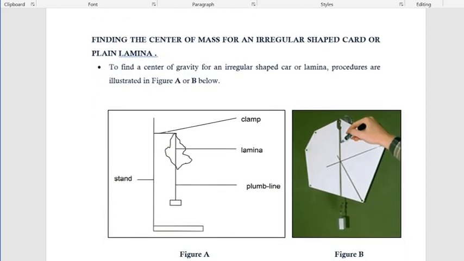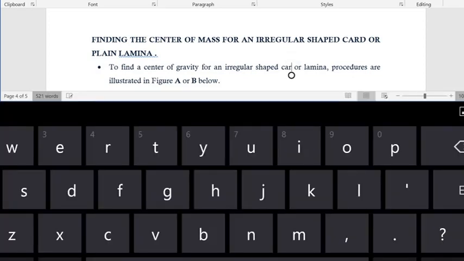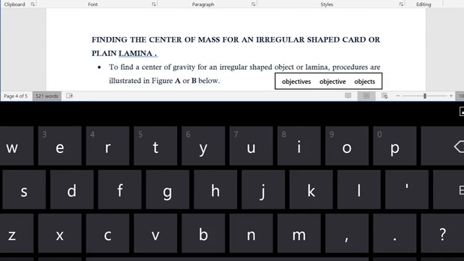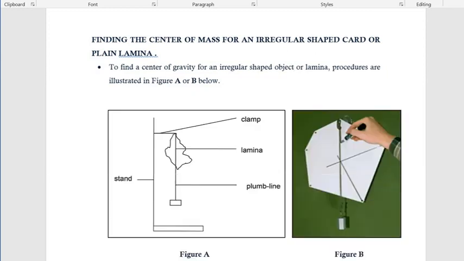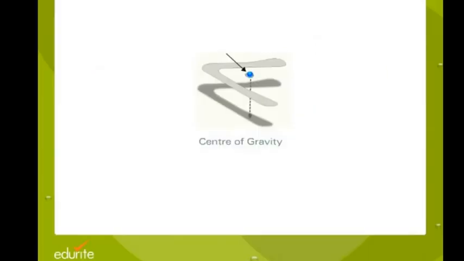Let me just play this video, which will hopefully explain the concept of finding the center of gravity for an irregular shaped object or lamina. I don't know why it says car there. Let's just say irregular shaped object, not car. Let's say irregular shaped object or lamina. Okay, let's just play this video.